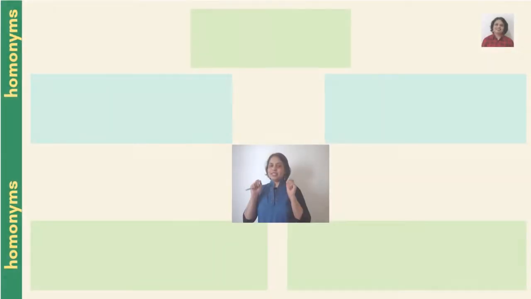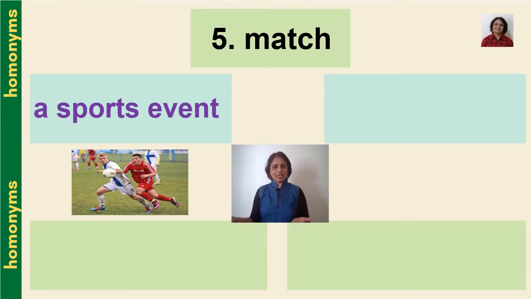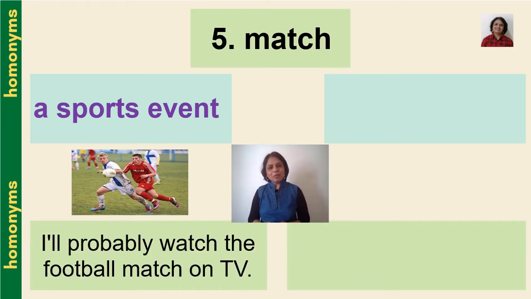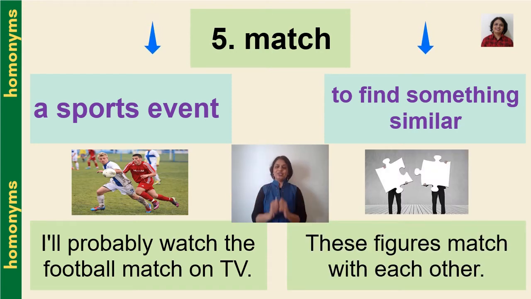Number five is match. It's very commonly used for a sports event. As you can see in the example, I'll probably watch the football match on TV. Another meaning of match is to find something very similar. These figures match with each other.